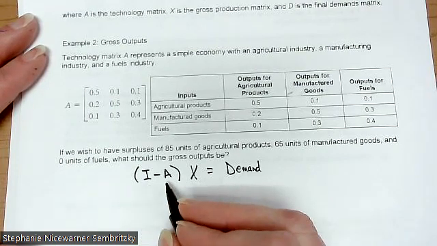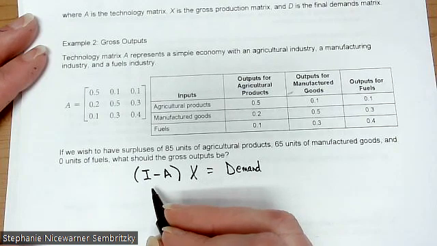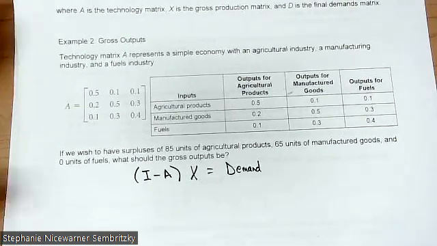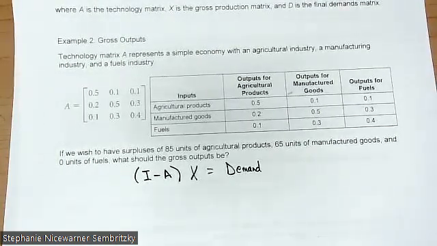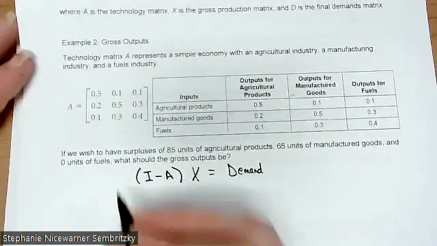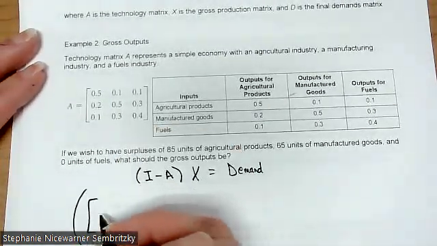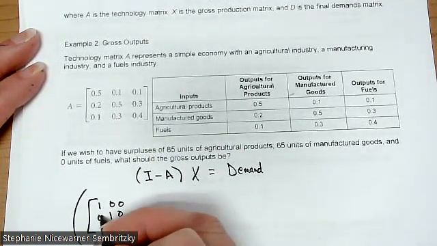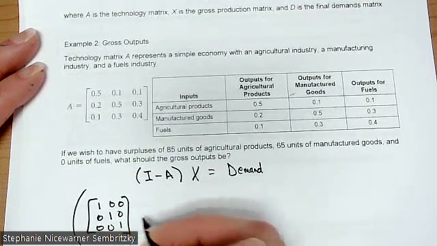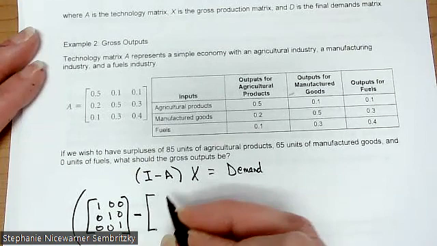So the I minus A, that would be, so we've got a 3 by 3. So we would have to put an I matrix, so an identity matrix, 0, 0, 0, minus that A matrix.